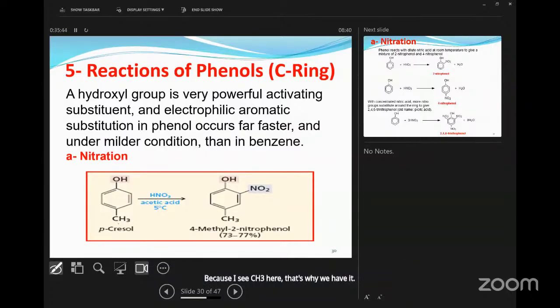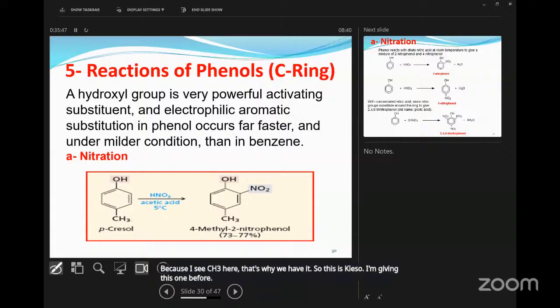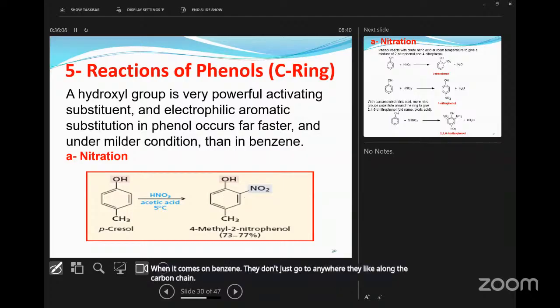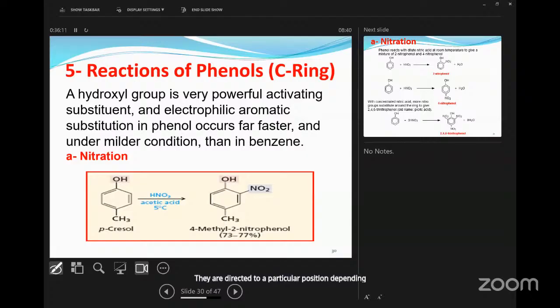So this is cresol. I'm giving this one before. This is cresol. You can say p-methylphenol. Either you call it p-methylphenol or you call it, this is the trivial or common name, which is paracresol. And so this is what we have. So when an incoming substituent comes on a benzene ring, they don't just go anywhere they like along the carbon chain. They are directed to a particular position depending on what is on the benzene ring before.